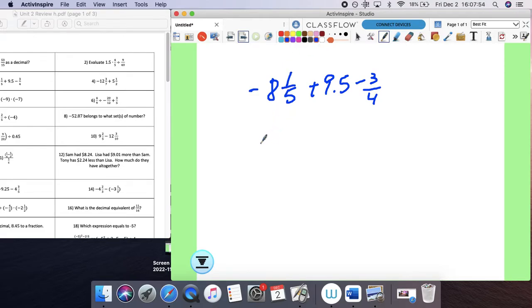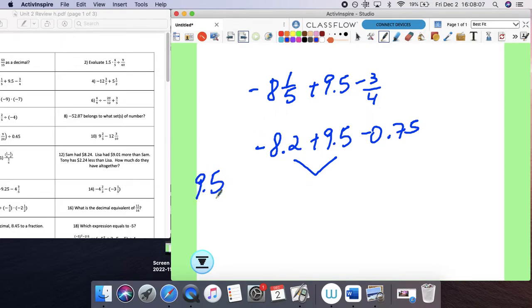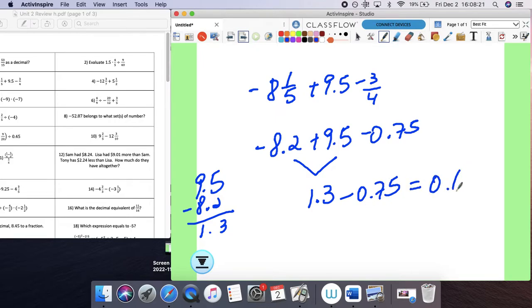Next one. Negative 8 and 1/5 plus 9.5 minus 3 over 4. When I change this to decimal, I got negative 8.2 plus 9.5 minus 0.75. Order of operations, I do these two first. The negative plus a positive, the absolute value of the positive is bigger, so I'm going to subtract both values, and I get 1.3 positive. And then finally, minus 0.75. If you think about it, you have $1.30 and you spend 75 cents. How much do you have left over? You have 60 cents left over. Positive.